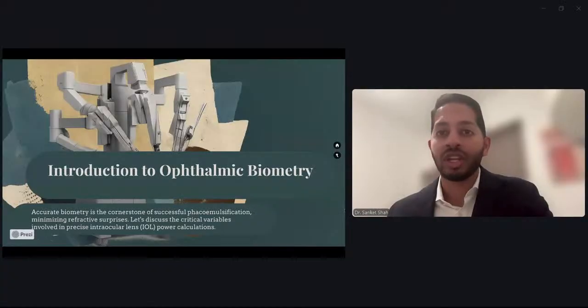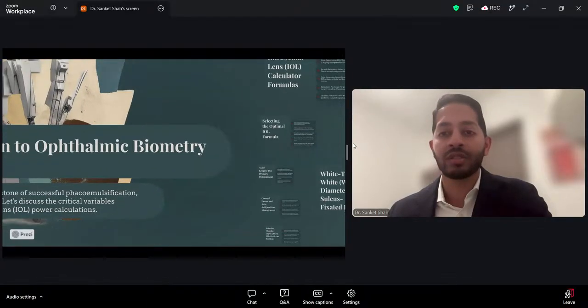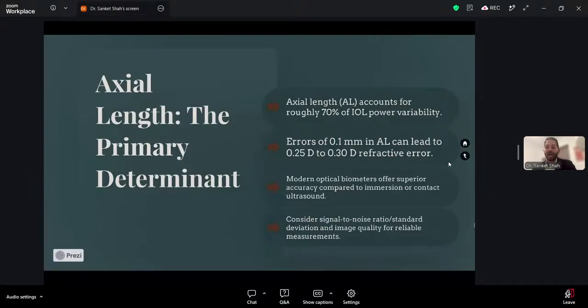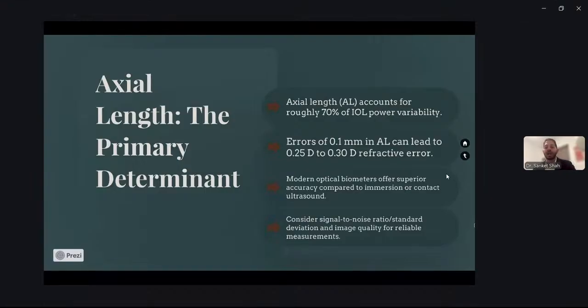All right. So accurate biometry is the cornerstone of successful phacoemulsification, and we want to minimize as many refractive surprises as possible. So today I want to talk about the critical variables involved in obtaining precise IOL power calculations. So axial length is our primary determinant. This is about 70% of the variability when it comes to our IOL powers. So it is the most important variable we have.